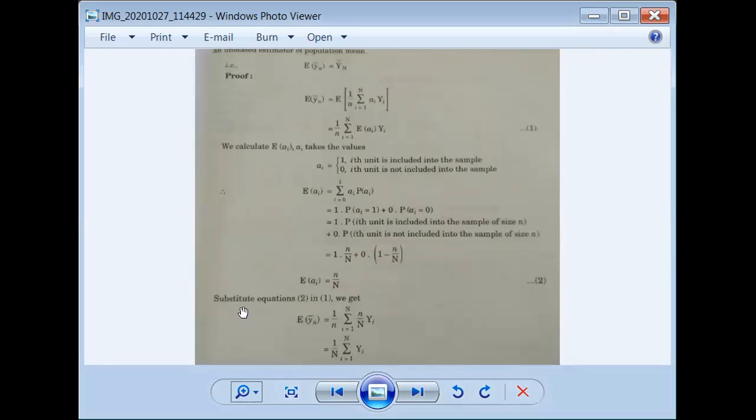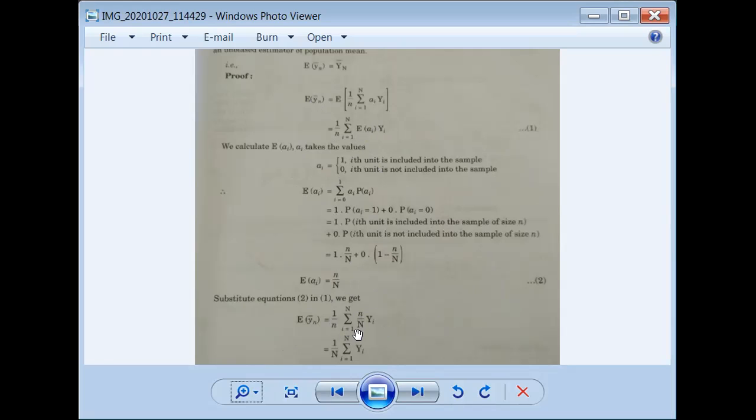Now substitute equation 2 in equation 1. What is equation 1? Expectation of small y bar n equals 1 by n summation i equal to 1 to n expectation of ai into yi. Now the equation 2 value, expectation of ai, which is small n by capital N, I am substituting in equation 1. So expectation of small y bar n equals 1 by n into summation i equal to 1 to n, what is the expectation of ai?